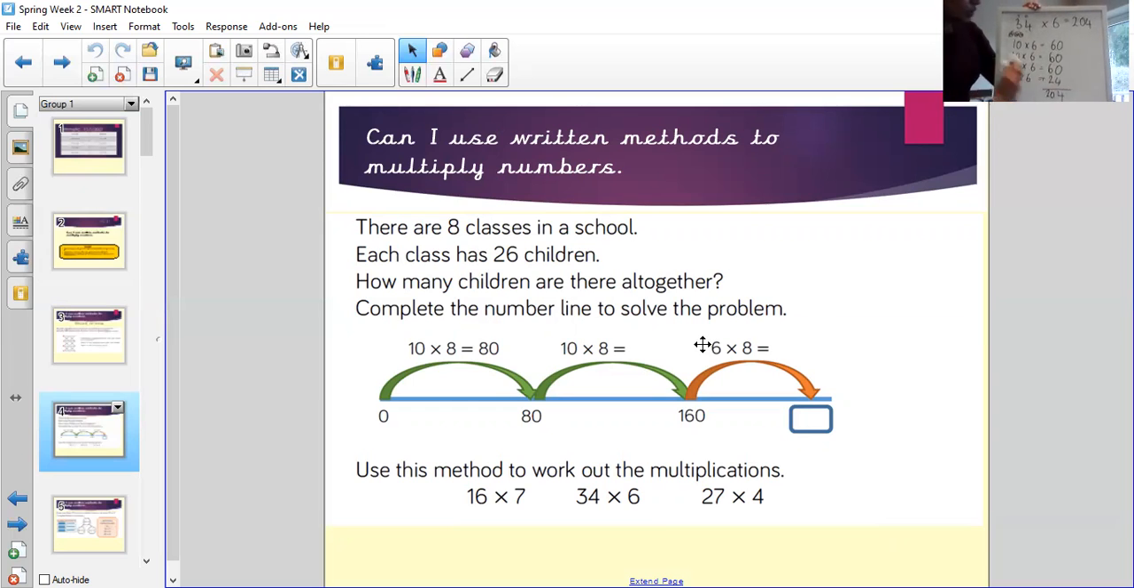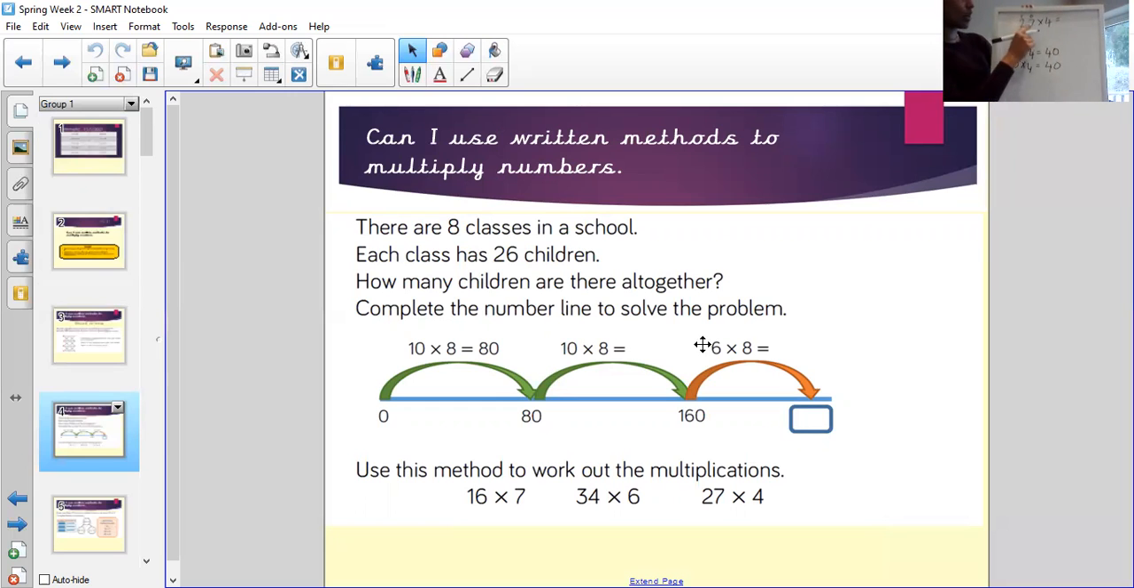Okay, let's move on to the next one. We've got 27 times by 4. So how many 10s do I have and how many 1s? So I've got 2 10s and 7 1s. So I'm going to start off by doing 10 times 4, which equals 40. And again, I will do 10 times 4, which equals 40. So I've done both my 10s.